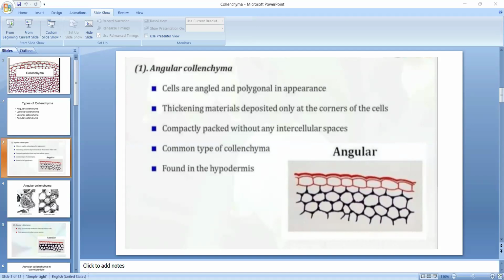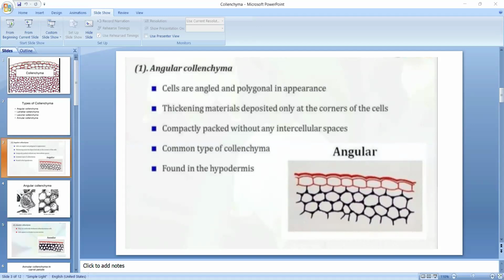This is the most common type. The wall material is deposited at the corners or angles of the cell. See here, in the angular type you observe that the corner is thickened. As a result, the collenchyma becomes a compact tissue consisting of irregularly arranged cells without intercellular spaces. Examples for this are Datura, Lycopersicum, tomato, Tagetes, and Morus. These are all examples of angular collenchyma.